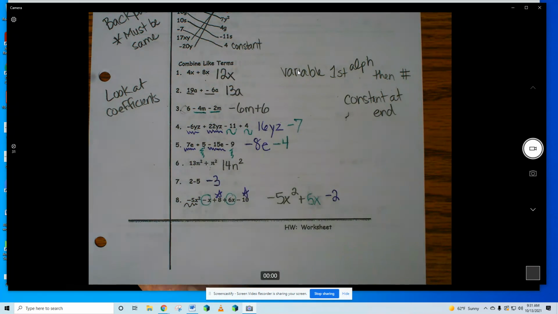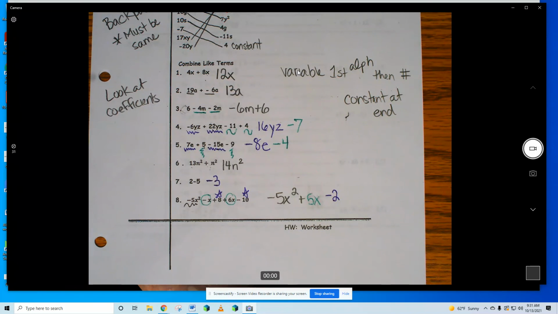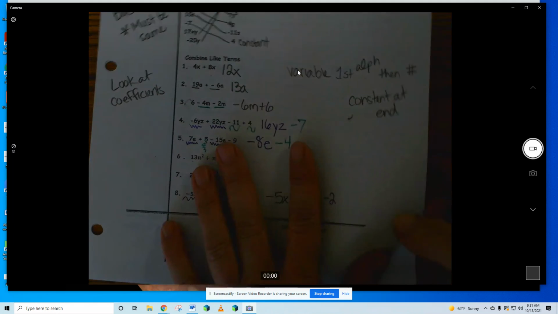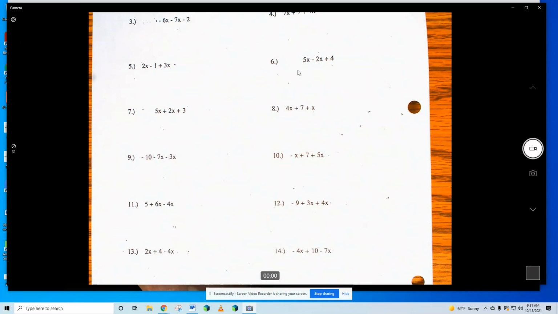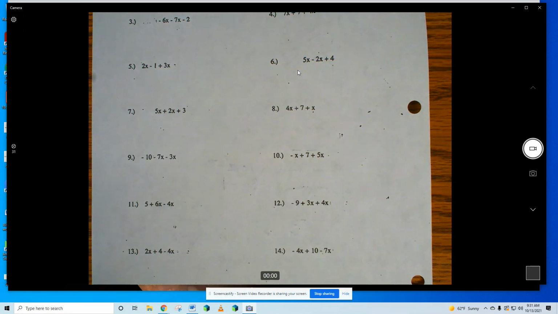Good. So your homework is going to be on the back side, and there's 14 of them. So they all need to be done, so we're all going to get 100% credit for homework. And you're only doing that page. Tomorrow we're going to do harder combining like terms. So it's 1 through 14. It looks like this. And use notation or zigzags or anything you need. And these are pretty easy, guys. Pretty easy.